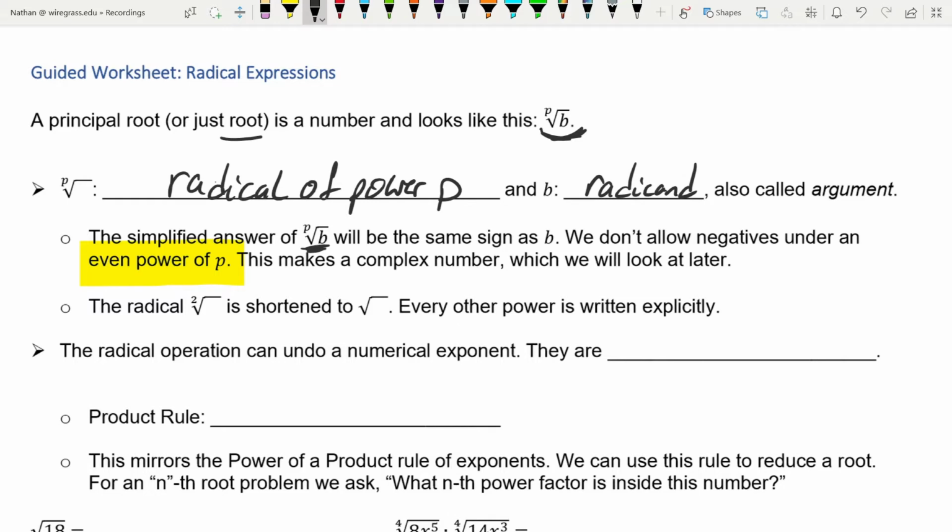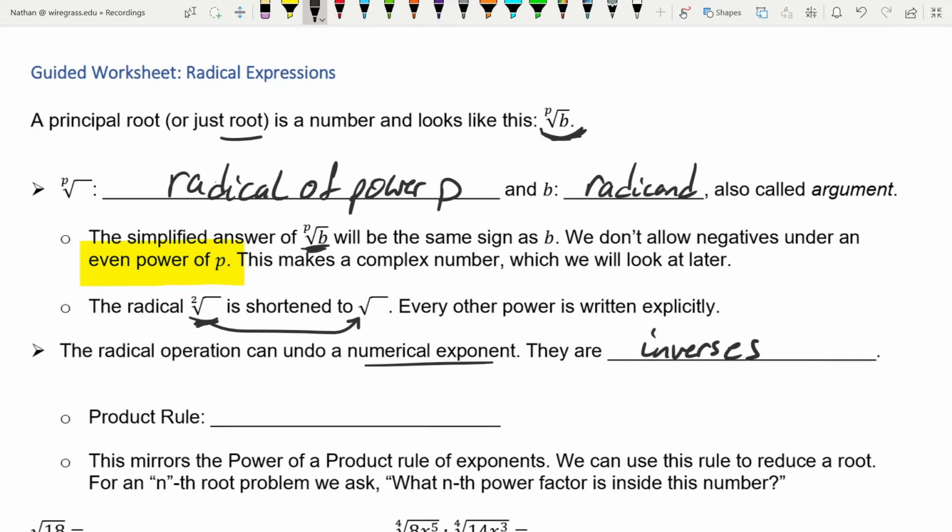Now, because the square root symbol, when p is 2, is used so frequently, we're just going to use the radical by itself with no power on it. That means the square root. Now, the radical operation can undo a numerical exponent. They are called inverses. Think of multiplication and division, addition and subtraction.